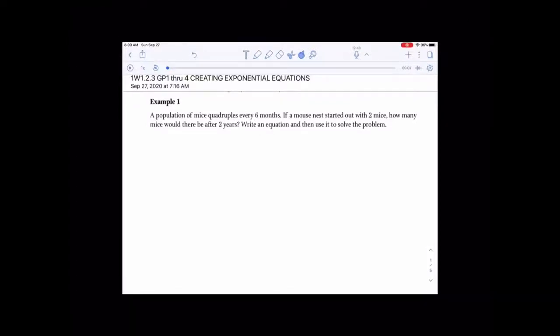Example 1. A population of mice quadruples every 6 months. If a mouse nest started out with 2 mice, how many mice would there be after 2 years? Write an equation and then use it to solve the problem.